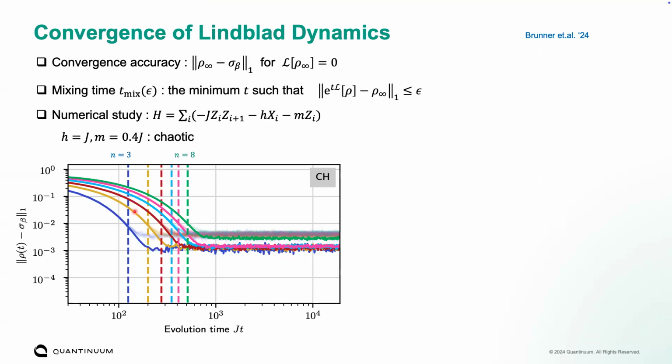Simulation is very costly, even if the system is simple. So we did from 3 qubits to 8 qubits. This is just a classical simulation. Now, this dashed vertical line represents the mixing time. Here we took epsilon to be 1%. So when the trace distance becomes 1%, we read off the time and say that this is the mixing time for each evolution. So this is a rough picture of the dynamics of the trace distance.